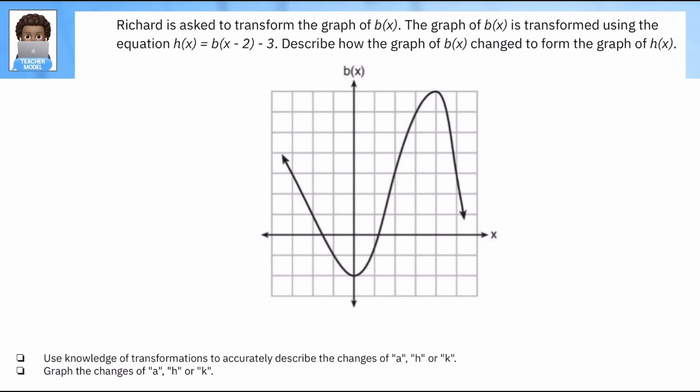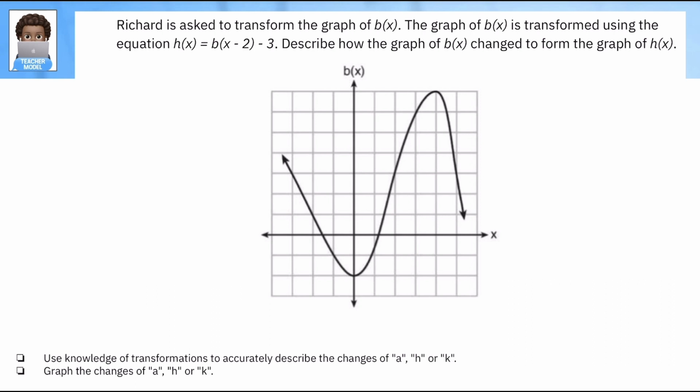Here's your guided practice. Richard is asked to transform the graph of B of H. The graph of B of H is transformed using the equation H of H is equal to B parentheses H minus 2 minus 3. Describe how the graph is changed. And after you do it, try to do a sketch. Let's just push ourselves to try it and see how it goes. To give you a little bit of support, I'd make 2 points somewhere. Like this is a nice easy point where I can see the actual coordinate pairs. So if you want to try sketching it, you can do something like that. All right, hit pause and go at it with the guided practice.